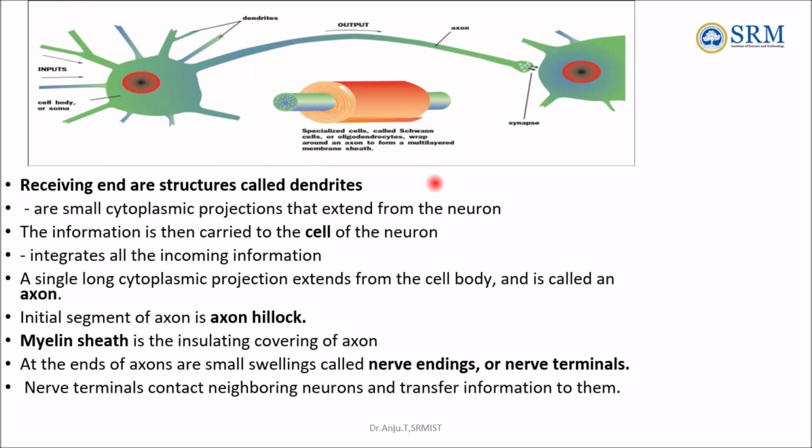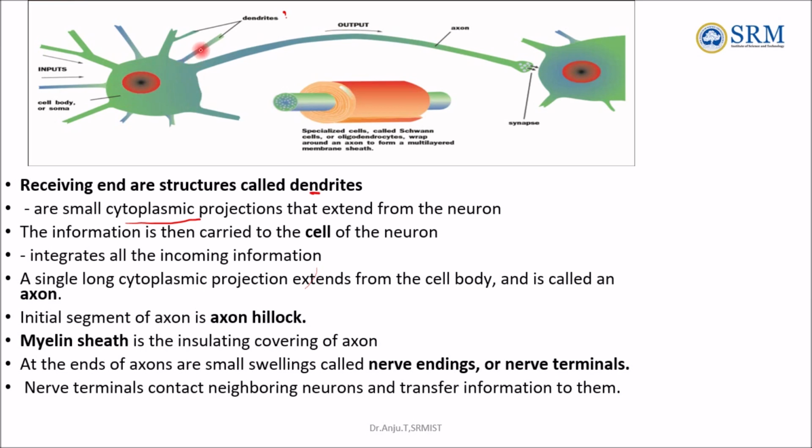The next part of the neuron, I told you, is the dendrites, that is, short branches protruding from the cell membrane. So what is their role here? These dendrites are small cytoplasmic projections. So it is not something which is attached to the cell, but they are projections from the cell. That is why they are called small cytoplasmic projections that extend from the neuron.